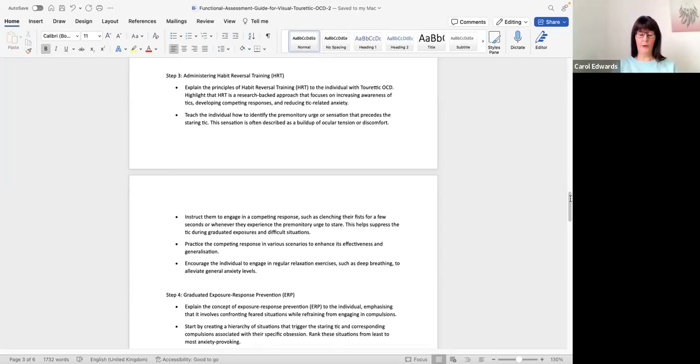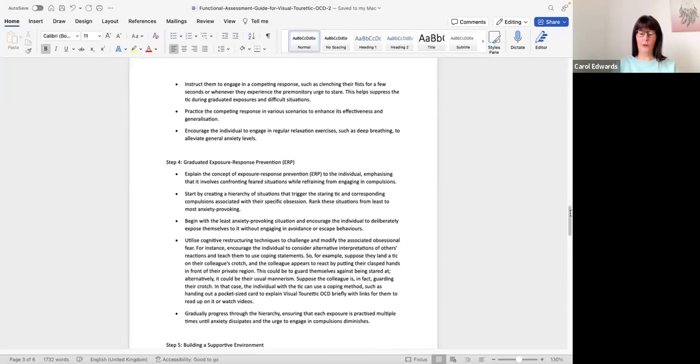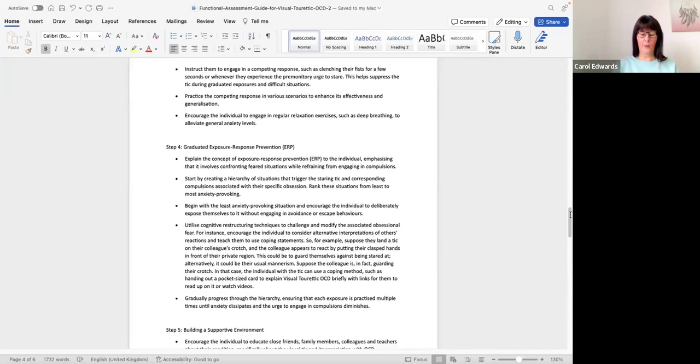It teaches the individual how to identify the premonitory urge, or the sensation around the eyes, that somatic sensation, that precedes the staring tic. This sensation is often described as a buildup of ocular tension or discomfort. Instruct the individual to engage in a competing response, such as clenching their fist for a few seconds whenever they experience the premonitory urge to stare.